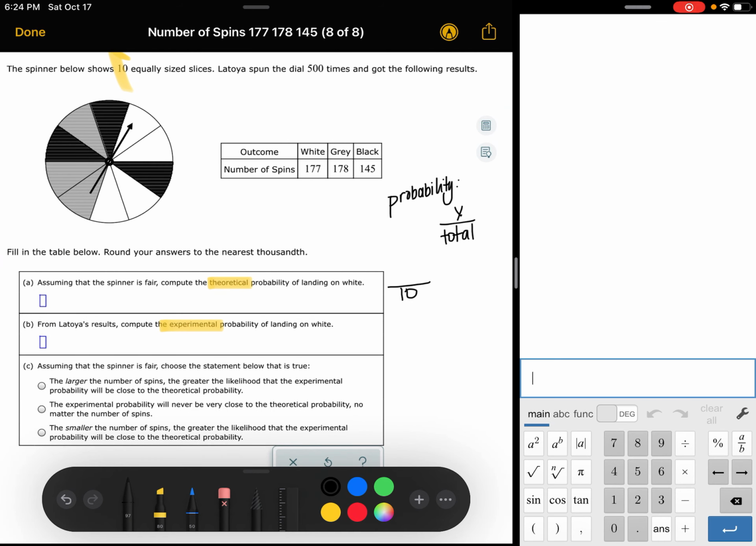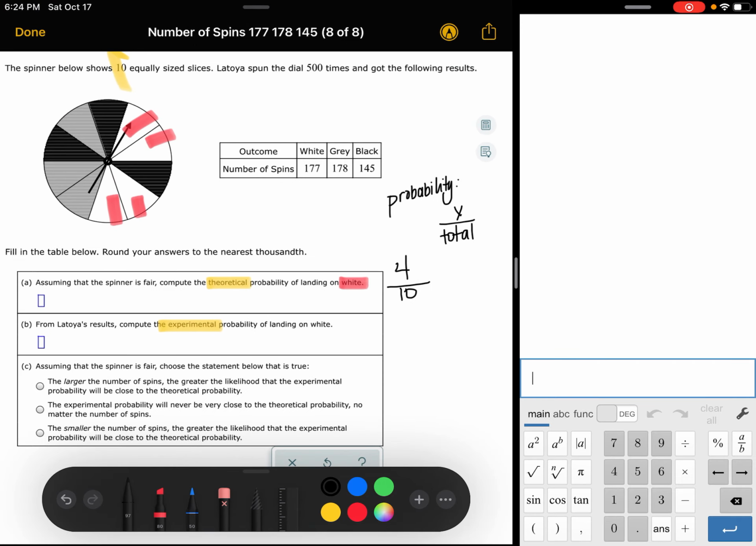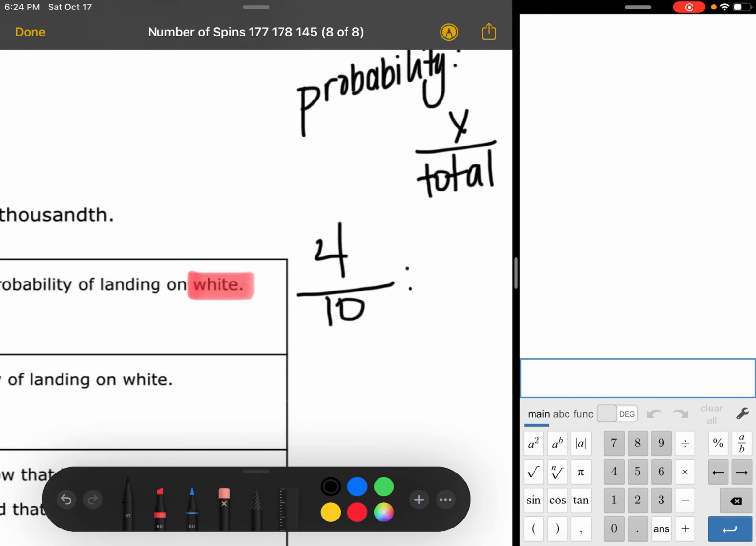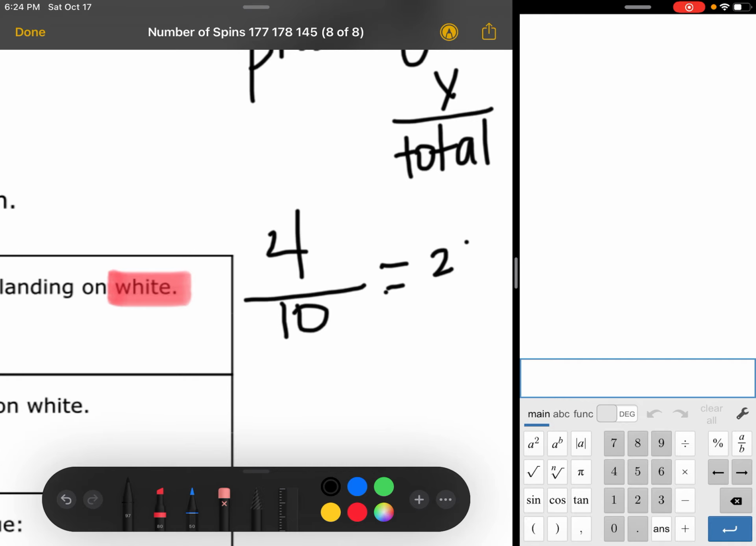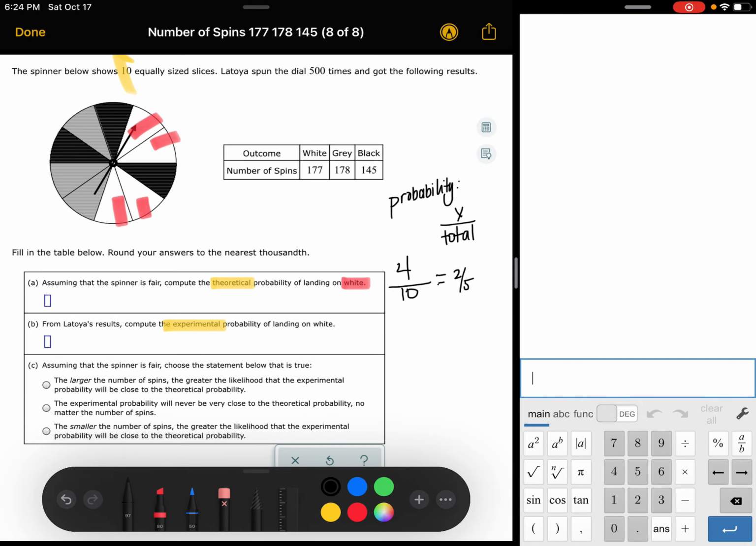And then my numerator would be the specific event of landing on white. So I will go through and say, well, there's 1, 2, 3, 4 white spaces. So my theoretical probability is 4/10, which is also just 2/5. I don't know if they're going to make you simplify this. I think they might, but let's just go with 2/5.